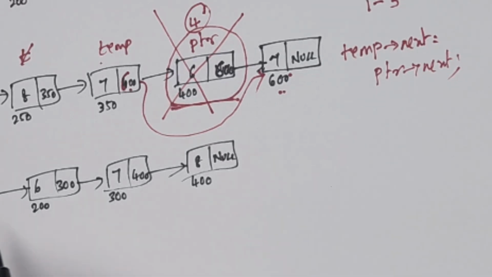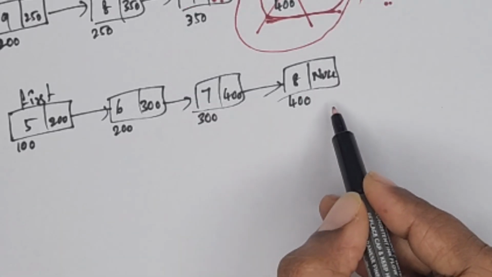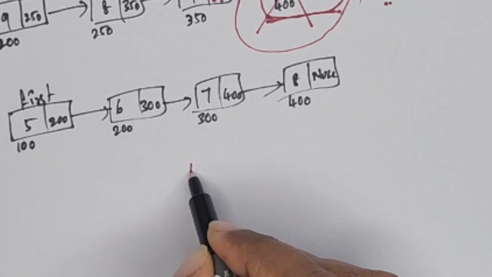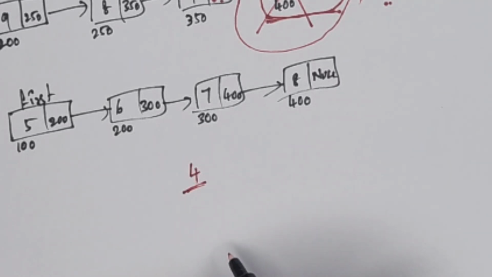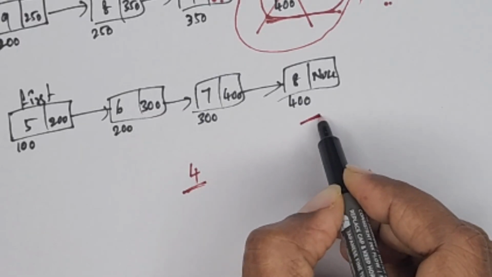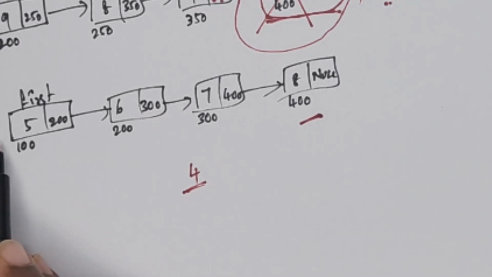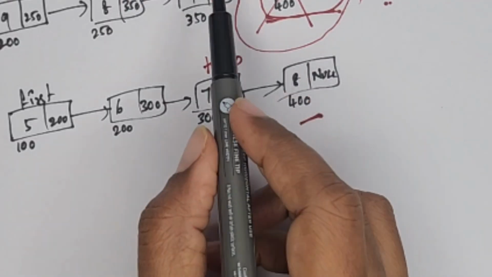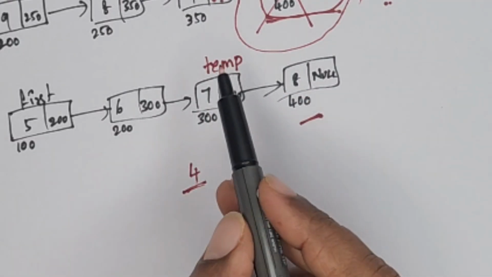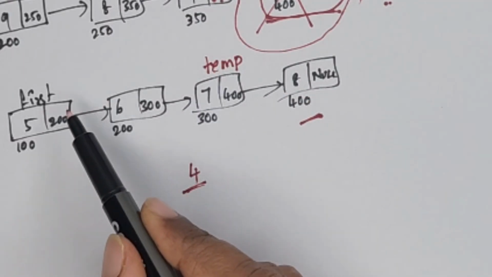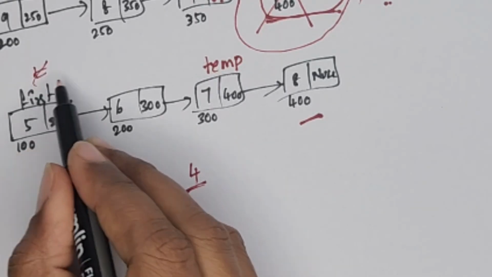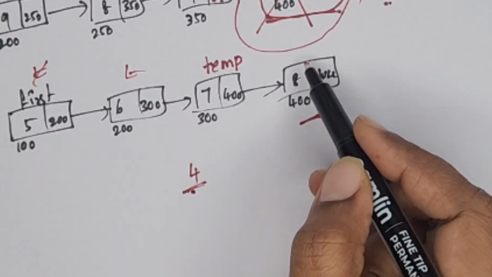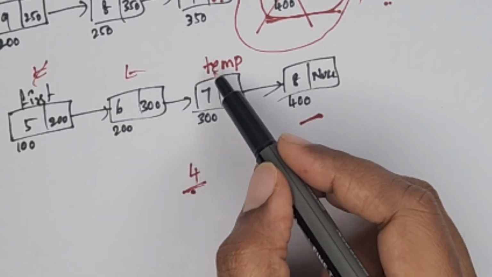Now, take another example. In this linked list, 4 nodes are there. I want to remove the fourth node, which means the last node. If you want to remove the last node, again the same: temp moves from the first node to the third node. The same logic works for the middle node and the last node. So temp moves from the first node to count minus position minus 1. Position is 4, so you move from 1 to 3.